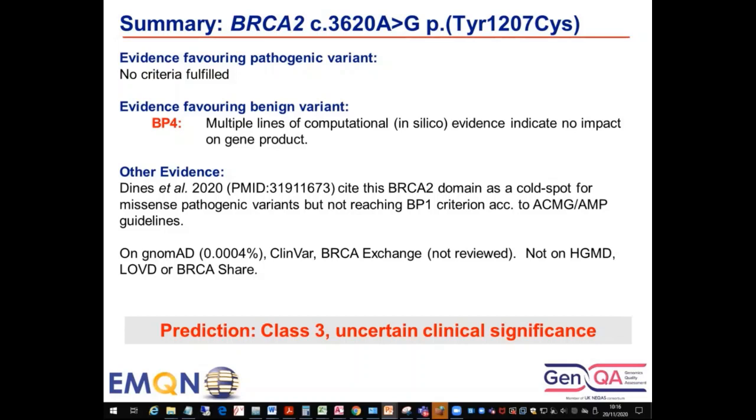The variant is present on gnomAD at very, very low allele frequency of 0.0004%. It's also present on ClinVar, BRCA Exchange, but not reviewed, and it's not on HGMD, LOVD, or BRCA Share. So in this case, there is insufficient evidence to move this variant from a class 3 uncertain significance conclusion.